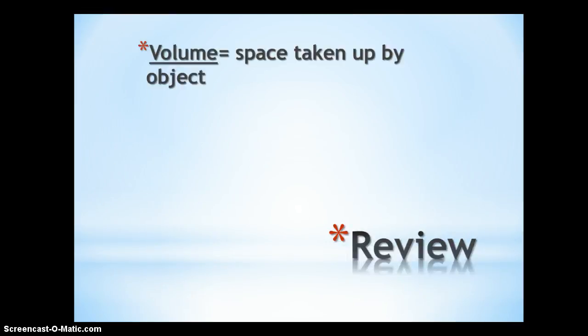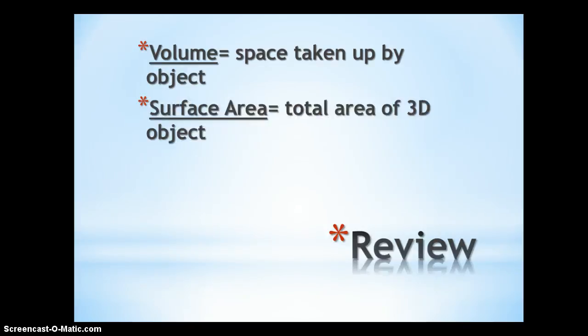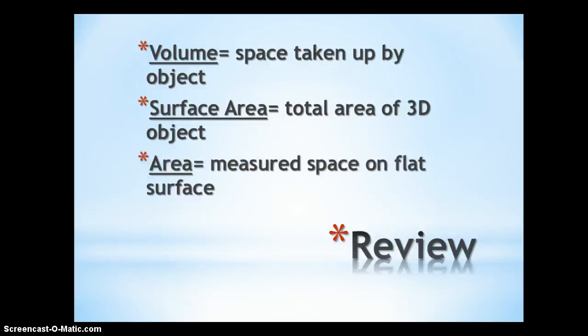Let's review what we've learned. Volume is the space taken up by an object. The surface area is the total area of a three-dimensional object. So remember, surface area is only in 3D, and area is in a two-dimensional object. And area is measured on a flat surface.